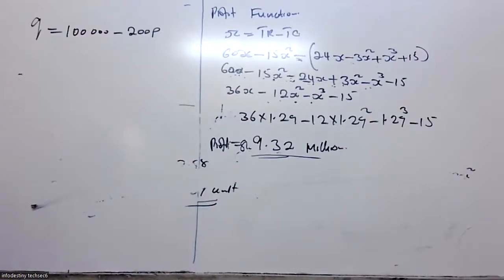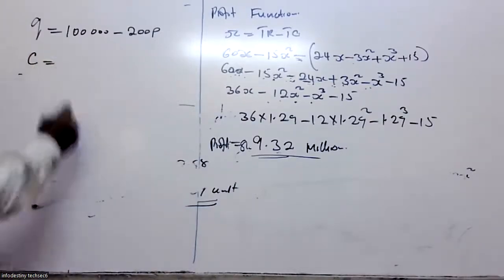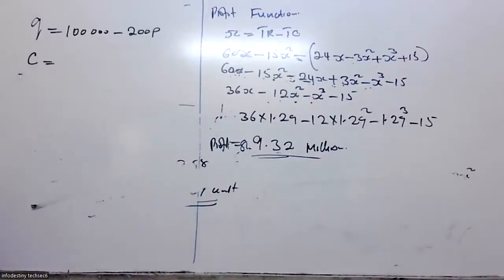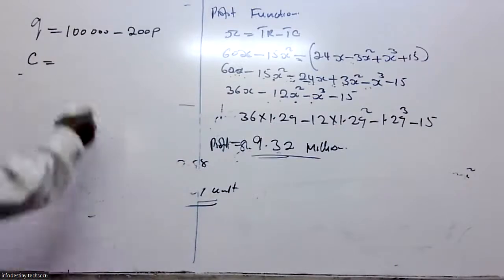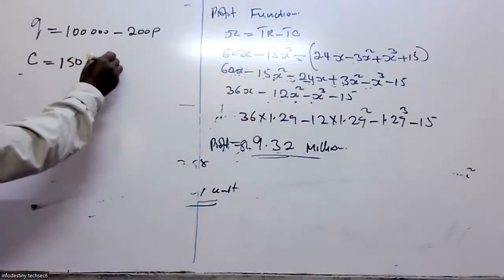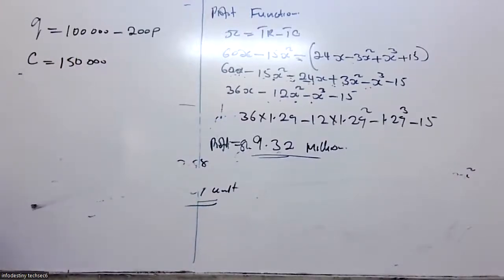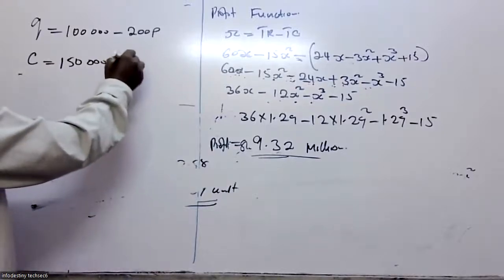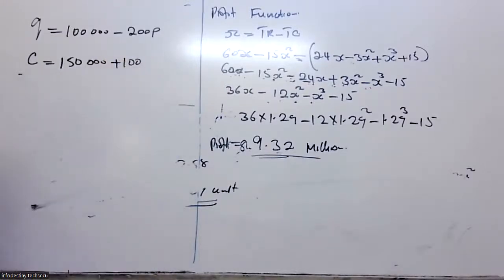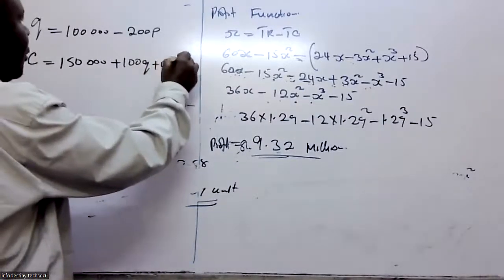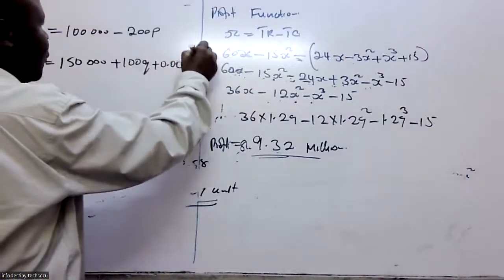So you say C will be equal to 150,000 plus 100 Q plus 0.003 Q squared.